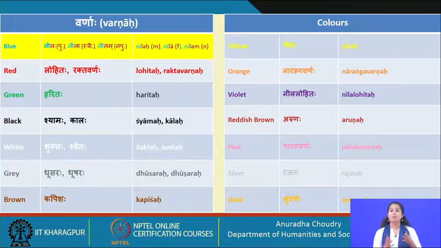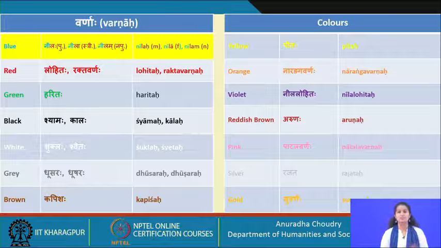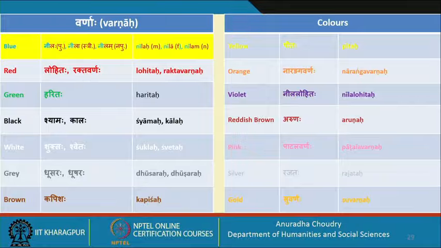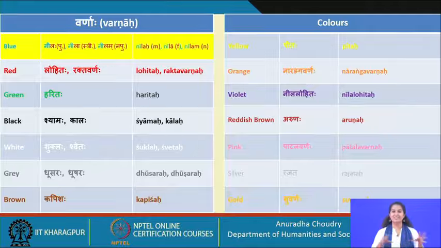Now, violet is a combination of blue and red, and therefore Neela Lohitaha. Reddish brown, Arunaha, very often used to describe the setting sun and sunset. Then pink, Patala Varnaha, but it's also rose. So the flower rose is Patala Pushpam. Uttamam. Silver, as you can see, it's hard to depict silver and gold color wise. I've tried my best. Silver is Rajataha, gold Suvarnaha or Swarnaha. Uttamam. I hope you've got a taste of the colors.